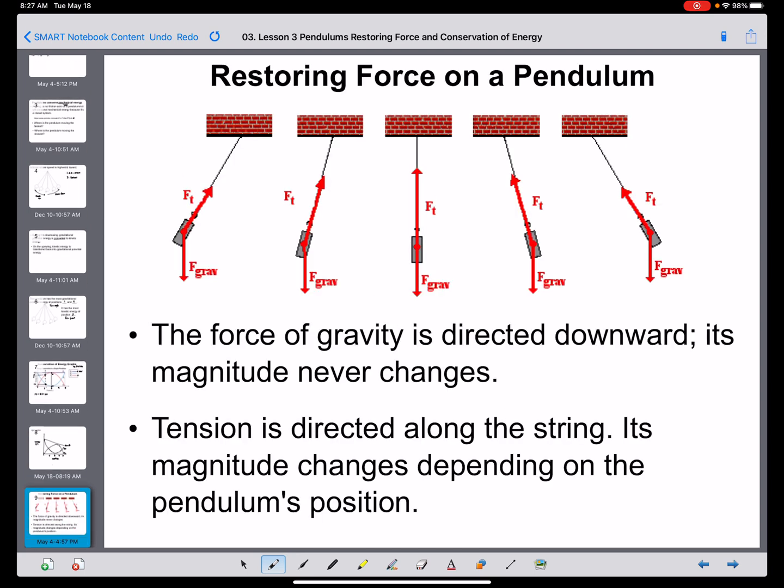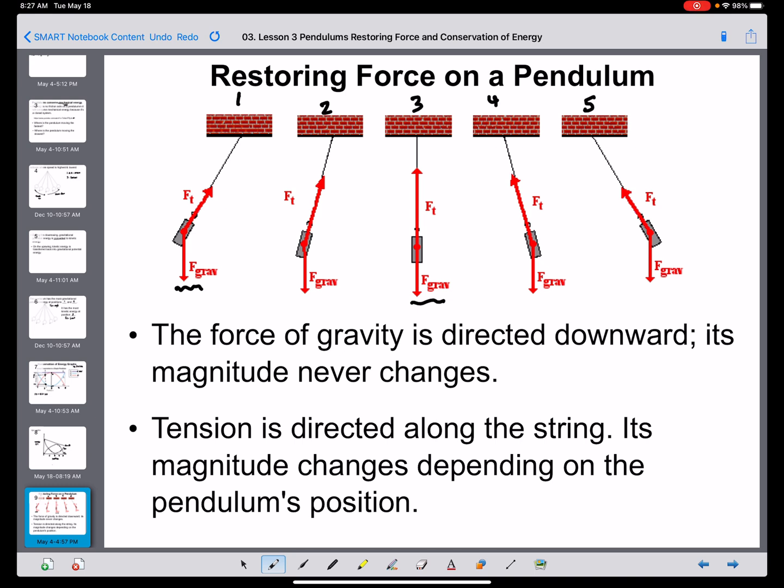So now we're going to take a break from talking about the energy acting on pendulums, and we're going to look at the forces acting on a pendulum instead. Here I have those 5 positions again. I want you to notice that in each diagram here, the force of gravity is directed down and its magnitude never changes. So if we look at the force of gravity in diagram 1 and compare it to diagram 3, for example, those arrows are the same.